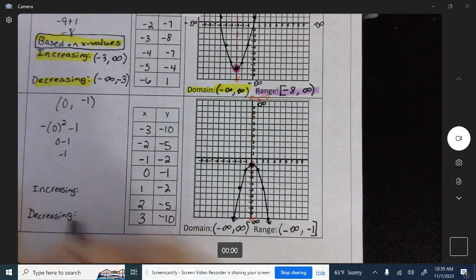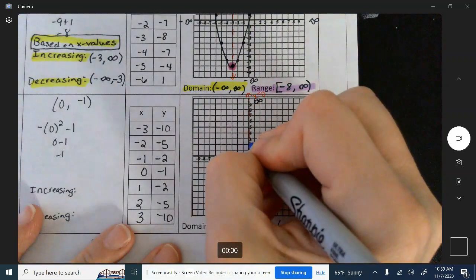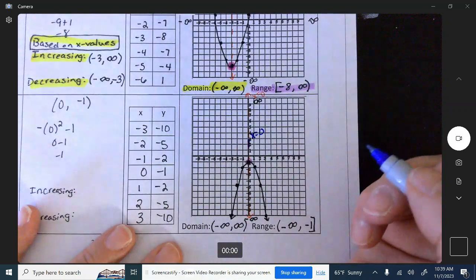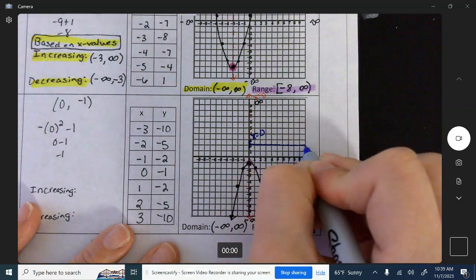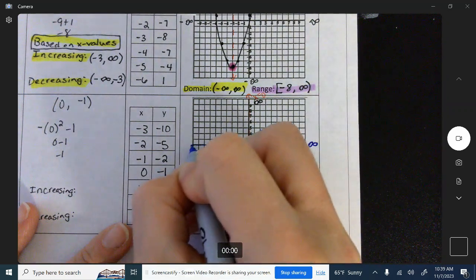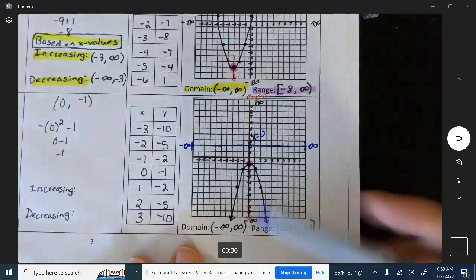Okay, so I'm going to do what I did in that other example and see if this helps you. Notice that right here at x equals 0, that's where my vertex is. If I go this way, I go to positive infinity. If I go this way to the left, I go to negative infinity. Now let's read our graph from left to right.